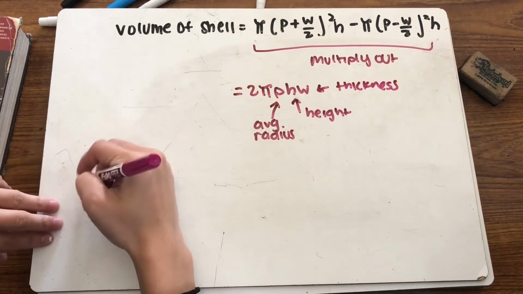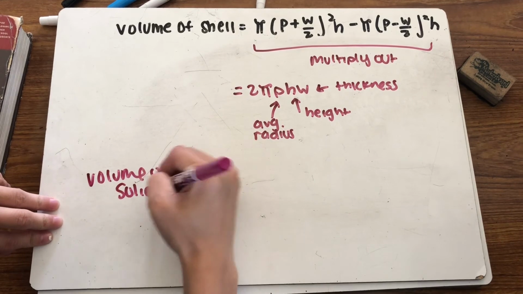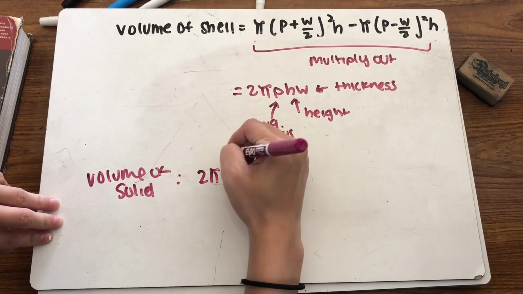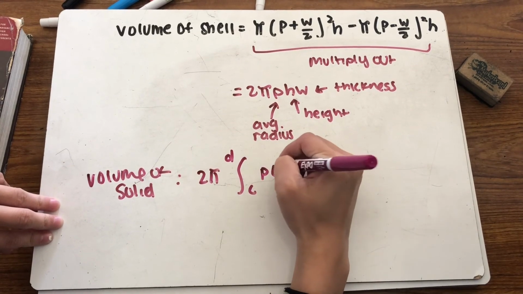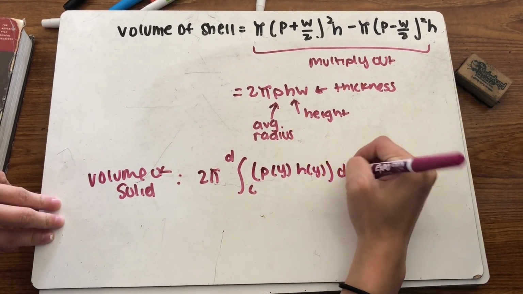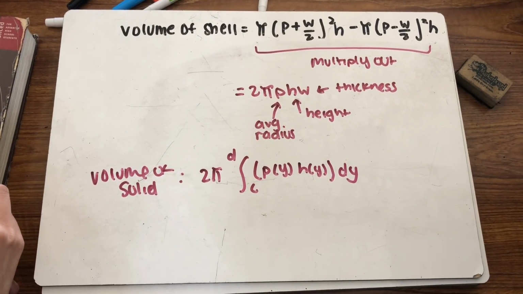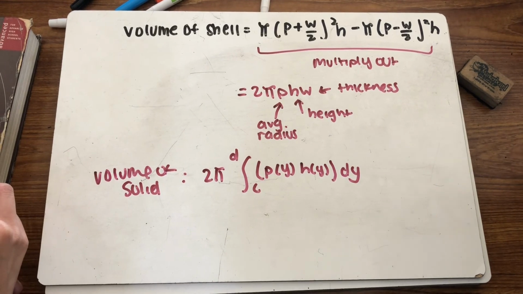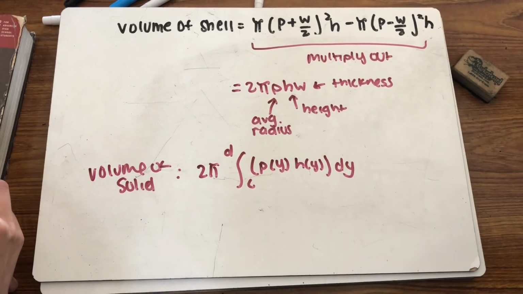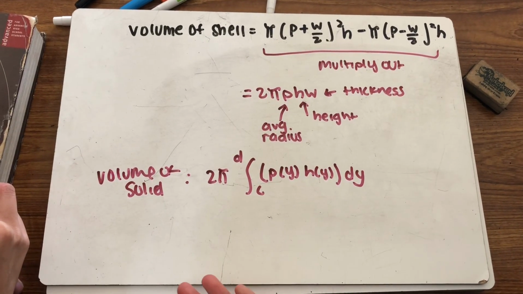To find the volume of the entire solid, we have to add up all the volumes of the individual shells within the interval. We can find this sum by integrating the volume of the shells through this integral. The p of y stands for the average radius, the h of y stands for the height, and the dy stands for thickness. And ta-da! Now we have our equation for the volume of the solid.